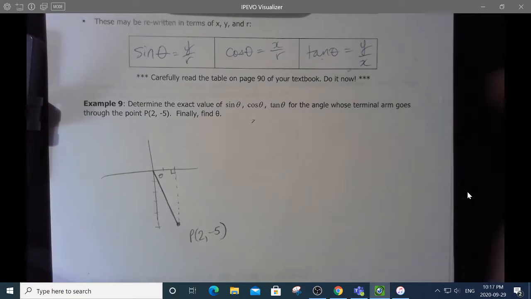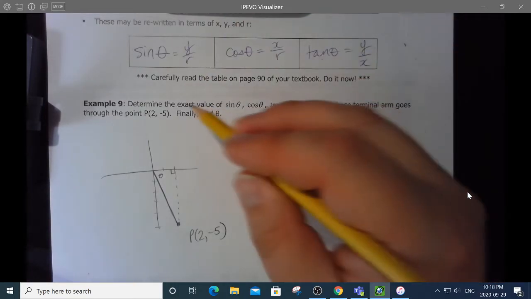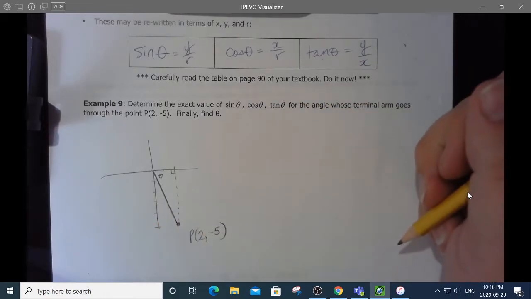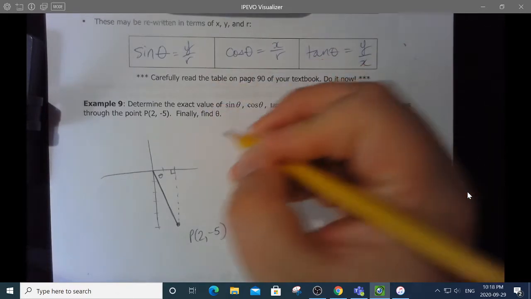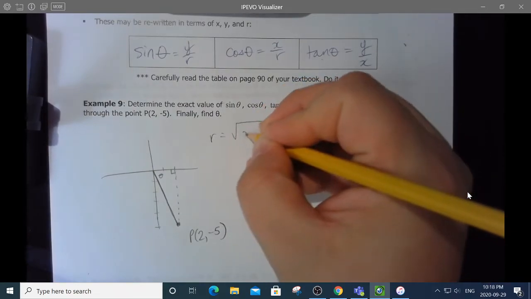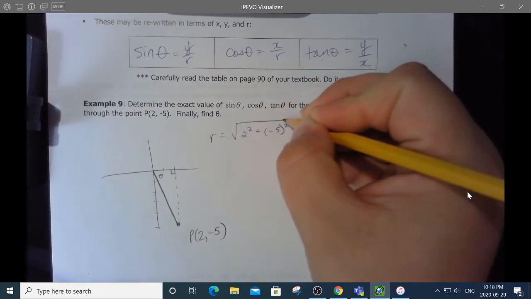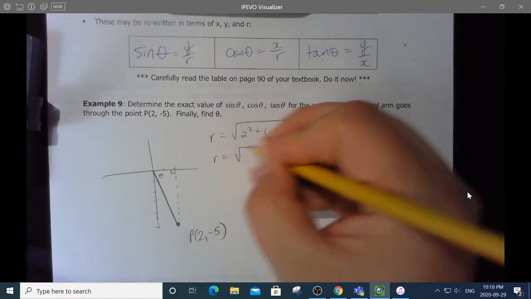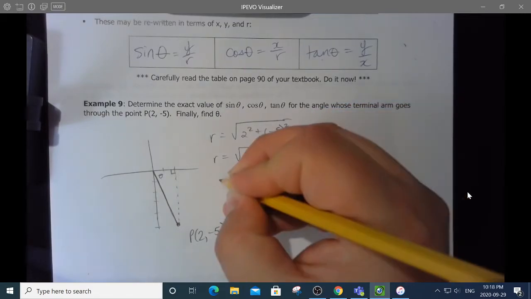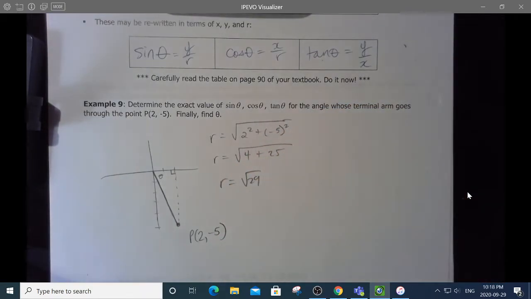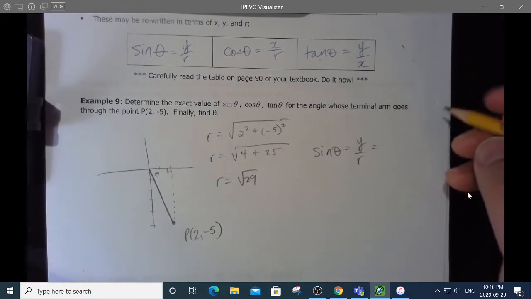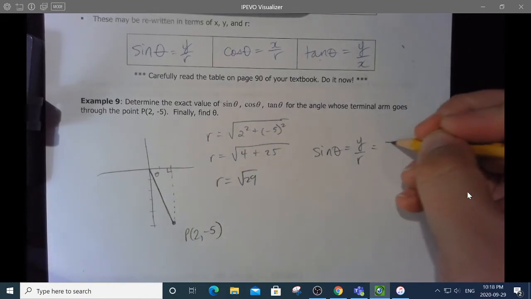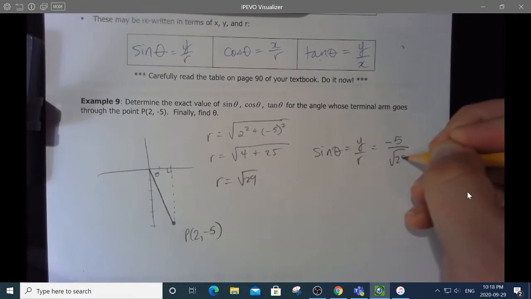So find the sine, cos, and tan theta values right there. According to my formula, I need r for sine and cosine. So I am going to find r. R is going to equal the square root of 2 squared, add (-5) squared, and it's kind of important you put that negative in the bracket. R is going to equal the square root of 4 plus 25, which is the square root of 29. Isn't that nice, the square root of 29? So the sine of theta, which is of course y over r, has a y coordinate of -5 and an r value of root 29.